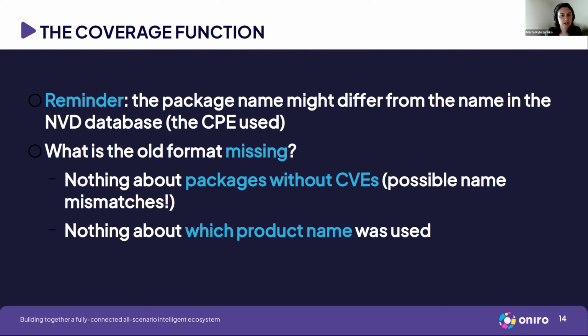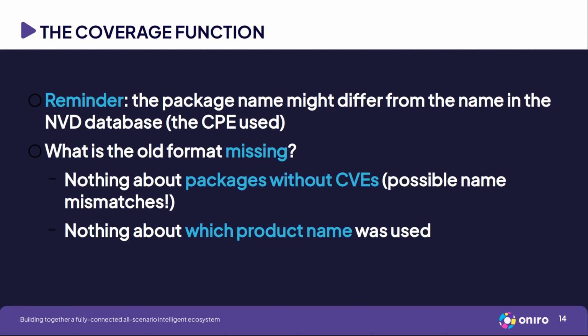And then the other subject is we do not know which product names are actually used in the NVD database and which are not. This is more for security research in this case.